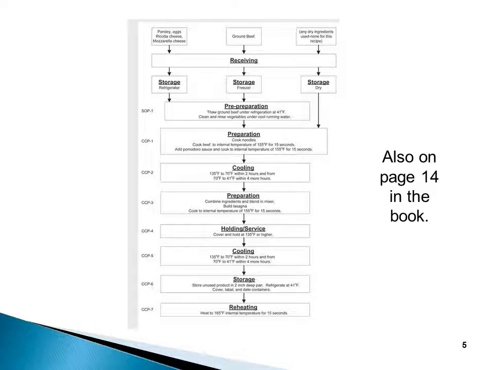CCP number 1 on the left, we haven't come to that yet, but that's where you would list the critical control points. And so this is kind of what it's going to look like at the end, so you know what the end looks like as you're building it. So this is what a flow diagram would look like.